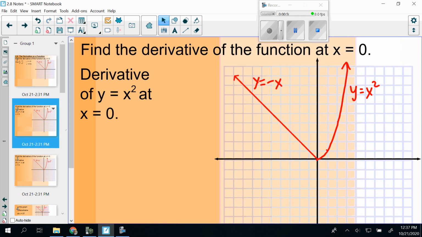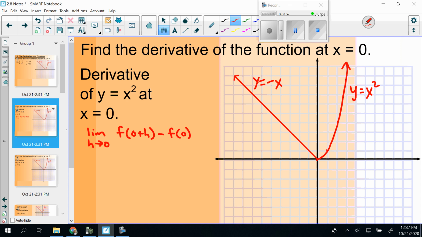So we want to find what is the rate of change here at 0. So we're going to use our limit definition here to do that. What's the limit as h approaches 0 here of this function at 0 plus a little bit minus our function at 0, all over h here. So what's this going to come out to be?